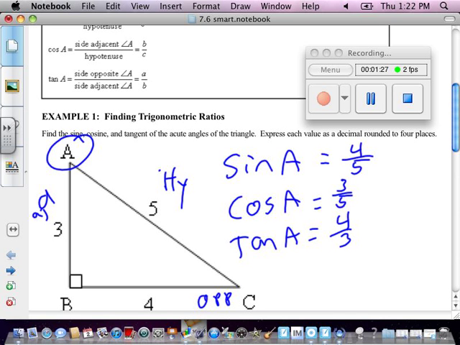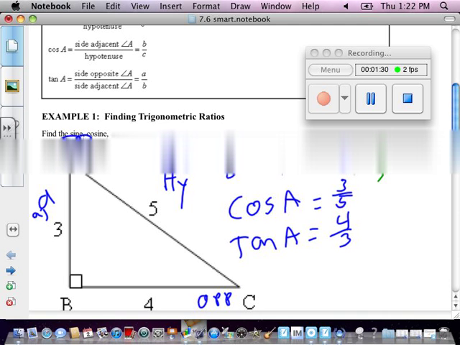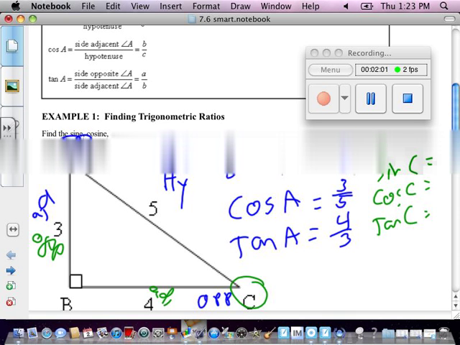Okay, now what we're going to do is find the sine of B, cosine of B, and tan of B. So now we're looking at, oops, not B, excuse me, C. It should be all of this. Okay, so if we're looking at C, what is the side opposite C? 3. Okay, if we're looking at adjacent, what's the side adjacent? 4. And this is still the hypotenuse.